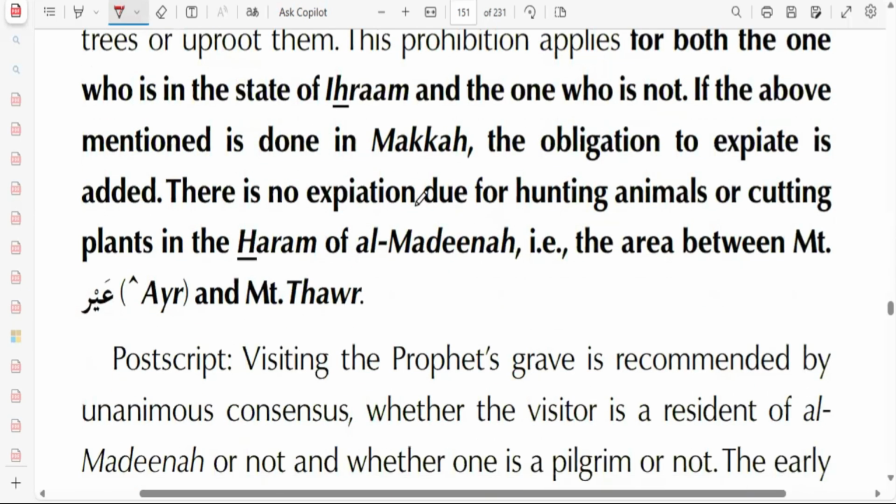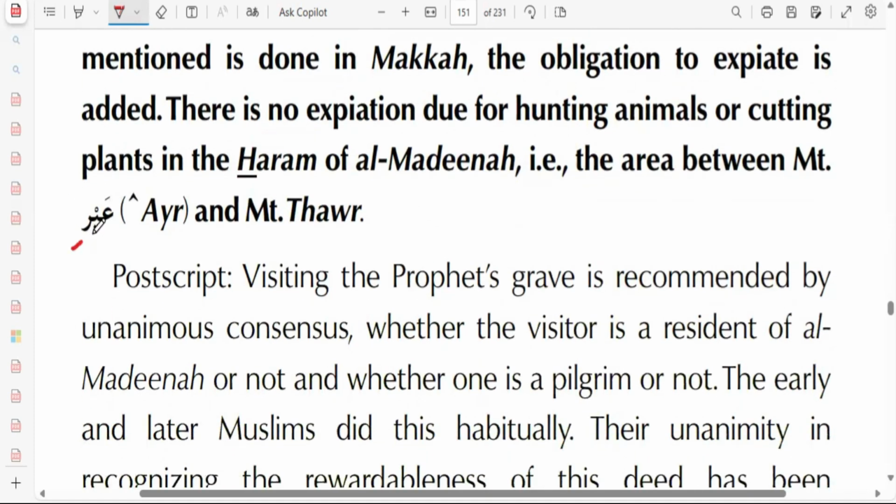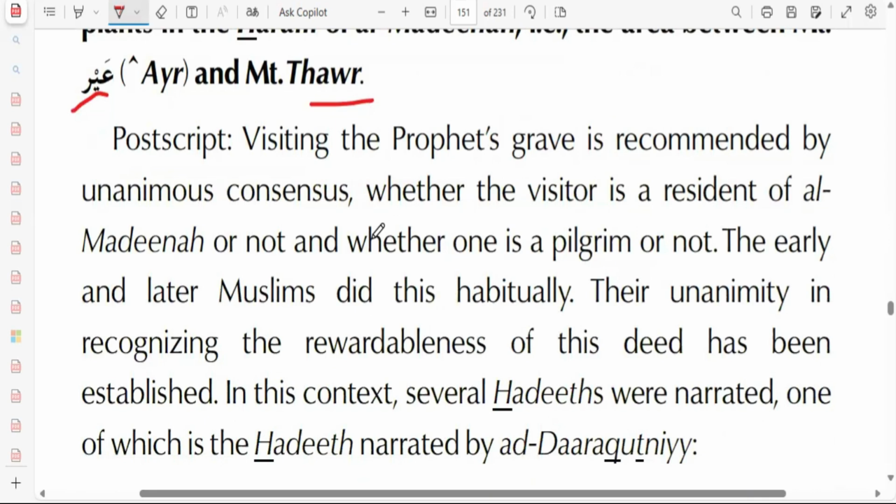I.e., the area between Mount Ayr and Mount Thawr. They put Ayr in Arabic here, but they didn't put Thawr in Arabic. Postscript, meaning basically epilogue. Some last words before finishing the chapter of Hajj.